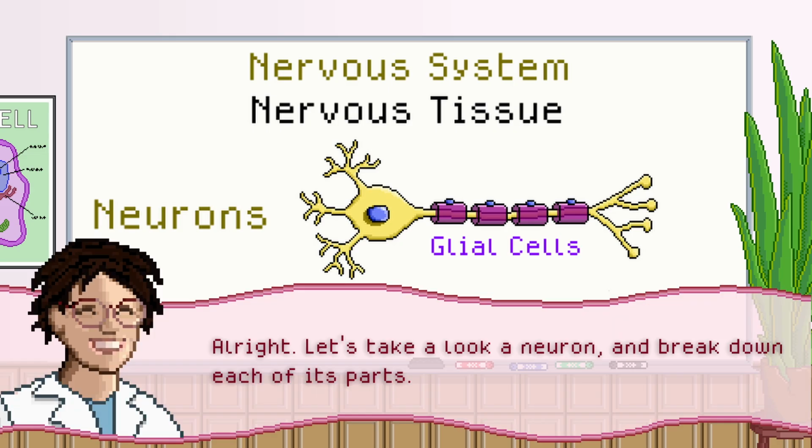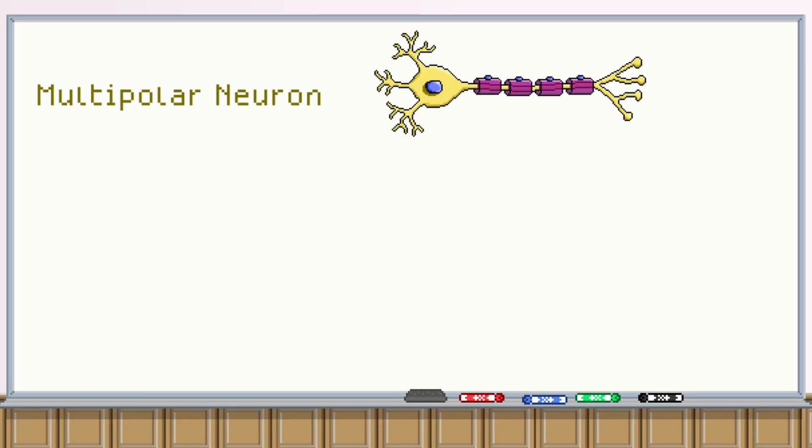Alright, let's take a look at a neuron and break down each of its parts. Neurons come in a wide variety of structural classifications, but the one we'll be drawing on the board is called a multipolar neuron. Multipolar neurons are the most common types of neurons you'll find in the body.